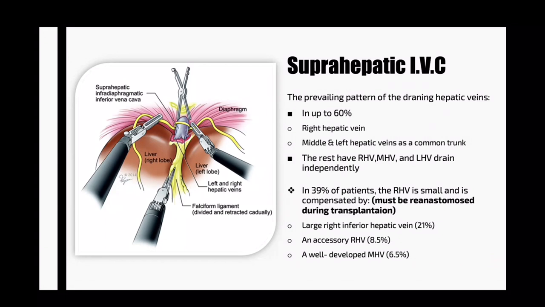In some cases, the right hepatic vein is small and is compensated by the presence of a large right inferior hepatic vein, an accessory hepatic vein, or a well-developed middle hepatic vein. We should mention that it must be anastomosed during transplantation, as whenever the graft outflow is good, the outcome will be great. So it should be assessed preoperatively using venography, and if not, it will result in graft congestion.